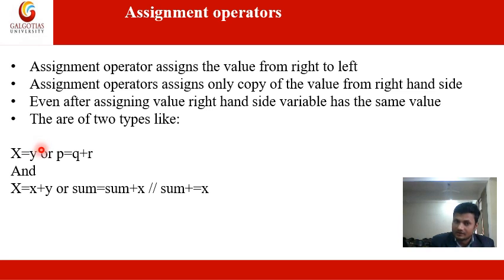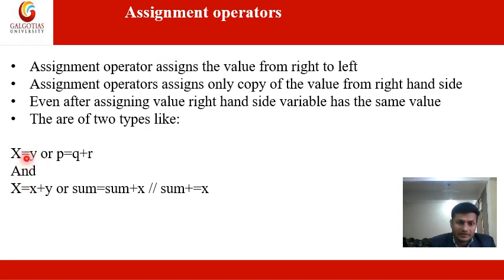For example, y is having 7, this 7 will be stored in x also, but y will have 7 after assignment also. Next, p equal to q plus r: the values of q and r will be summed up, and the total will be stored in p. For example, q is 7 and r equal to 3, then 7 plus 3 equals 10, and 10 will be stored in p, and q will still have 7 and r will still have 3 after solving this expression.